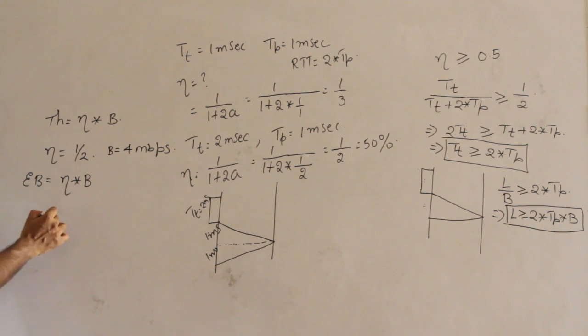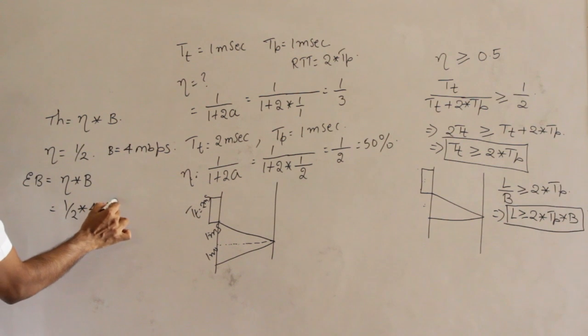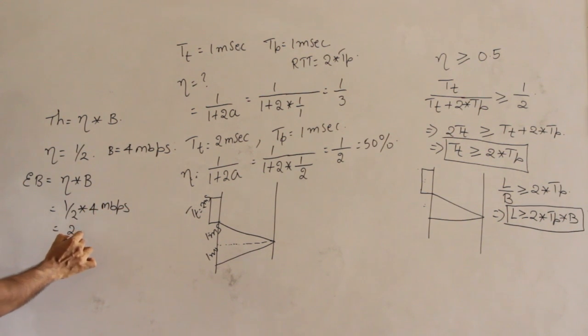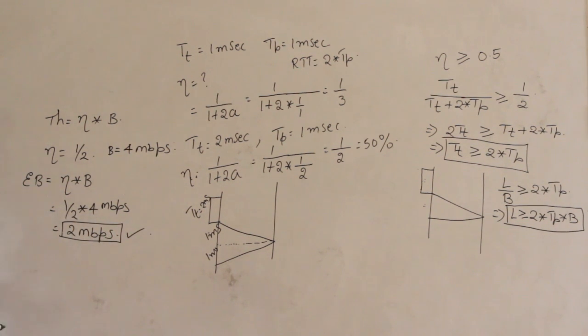Now what is efficiency into bandwidth? 1 by 2 into bandwidth, which is 4 Mbps, is nothing but 2 Mbps. So why do you think that we got this 2 Mbps? The reason is, efficiency is saying that we are using only half of the time for transmitting, isn't it? So efficiency says how much amount of time we are using in the total time for transmitting.